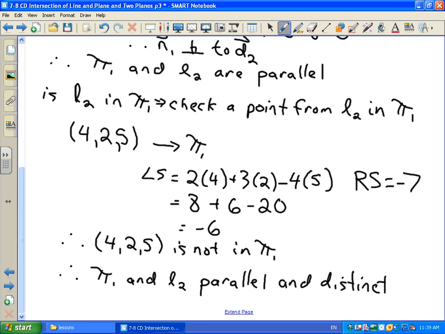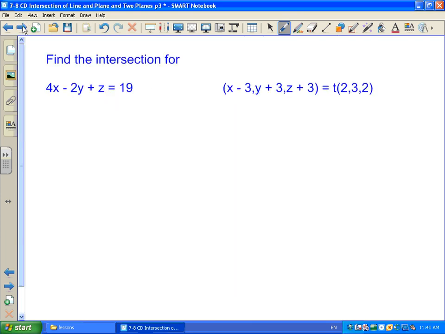Okay. So again, just like when we were working with two lines, check to see if things are parallel first, because that's going to determine where you go with the rest of the question. So let's take a look at another example here. Find the intersection for these two things that we have here.